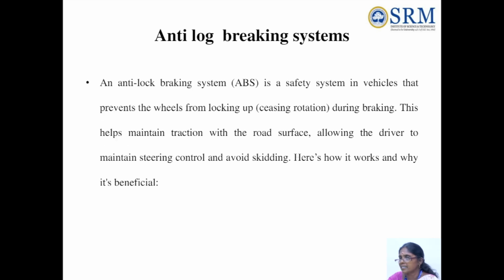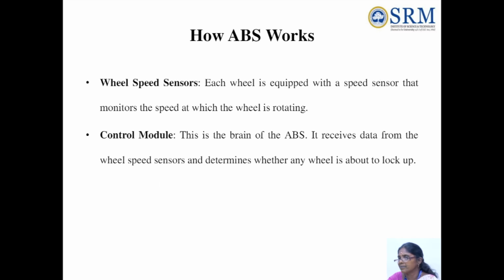The anti-lock braking system is a safety system in vehicles that prevents the wheels from locking up during braking. This helps maintain traction with the road surface, allowing the driver to maintain steering control and avoid skidding. Here is how it works and why it is beneficial. How the anti-lock braking system works: wheel speed sensors. Each wheel is equipped with a speed sensor that monitors the speed at which the wheel is rotating.